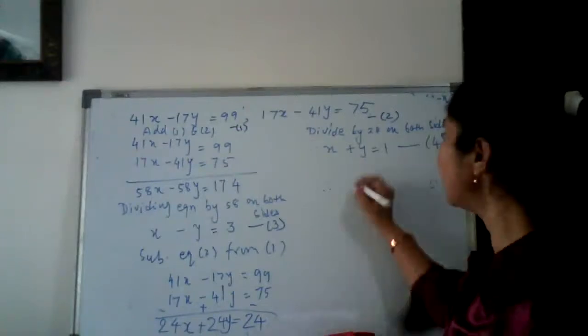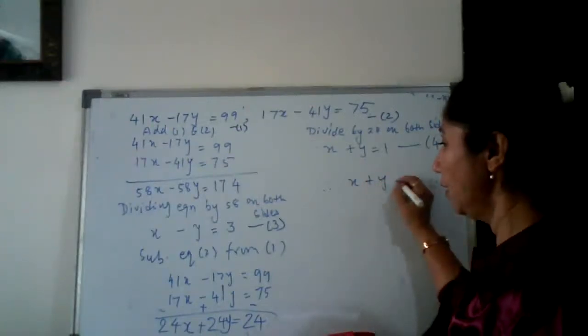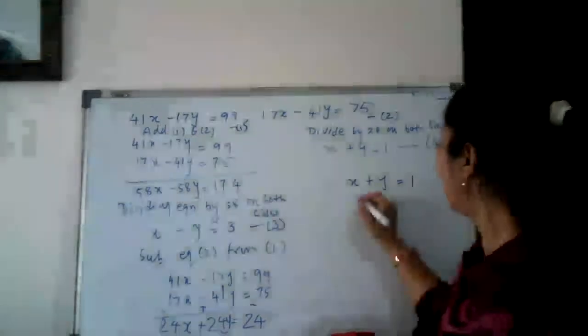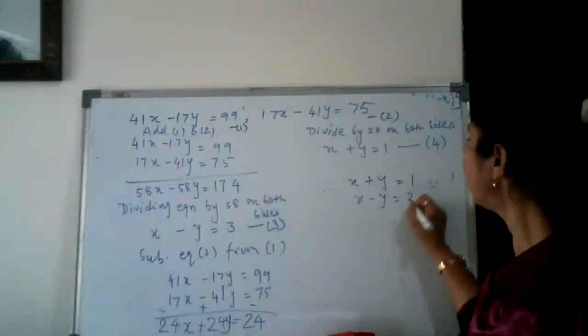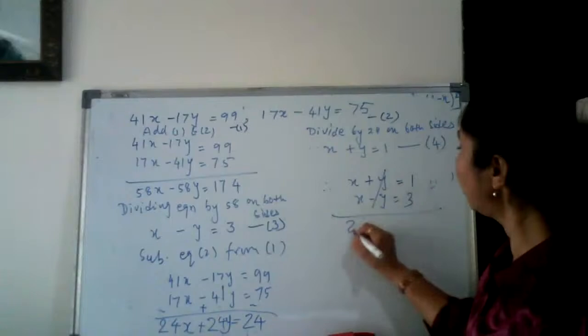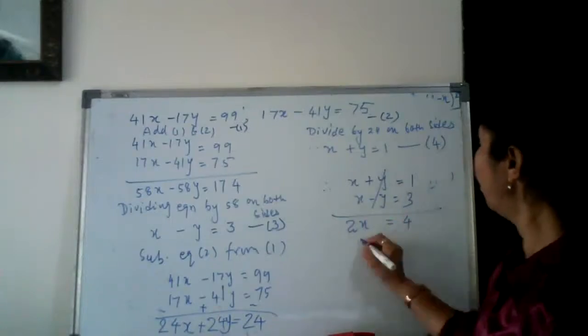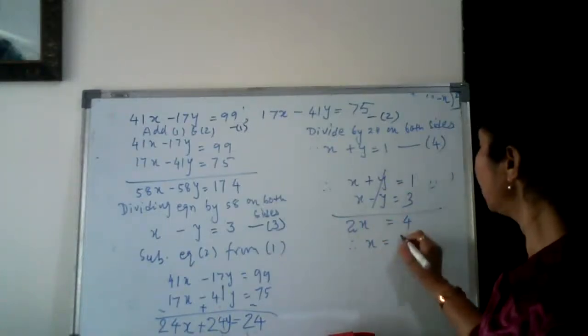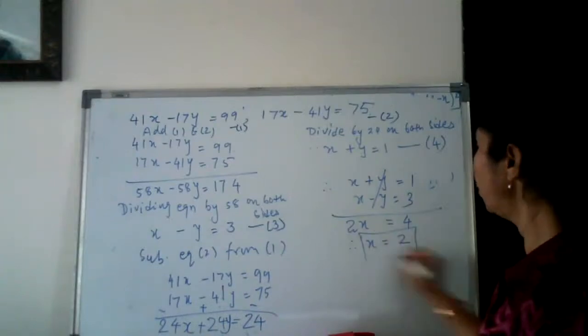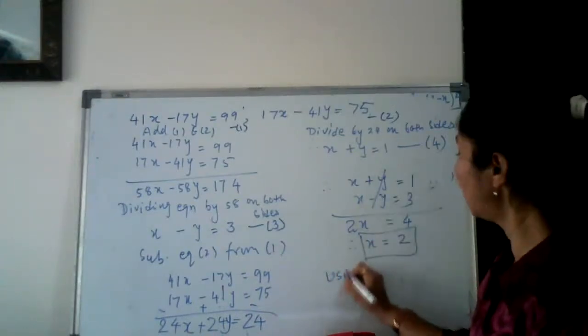So what you get is, x plus y is equal to 1 and x minus y is equal to 3. So when you cancel it, you get this is 2x is equal to 4. So we get this as x is equal to 2. और इसको 4th इक्वेशन में रख लीजिए आप.